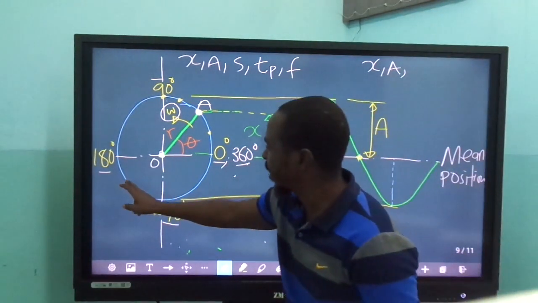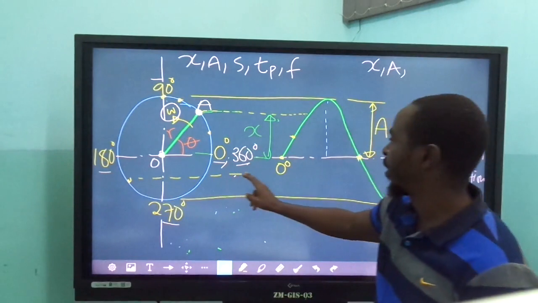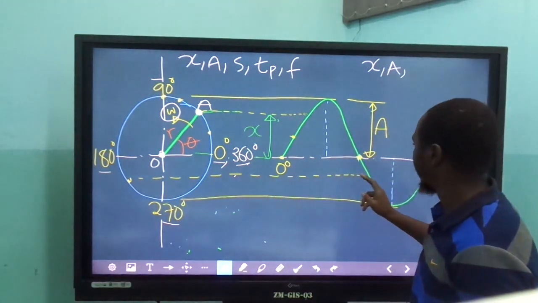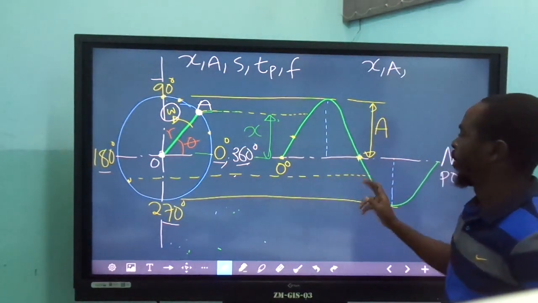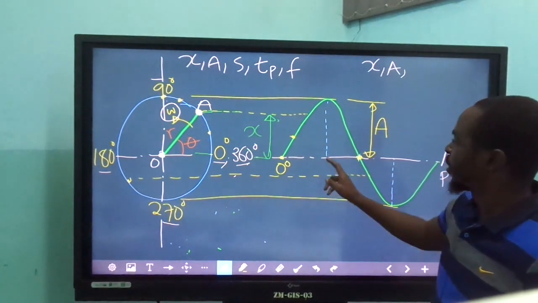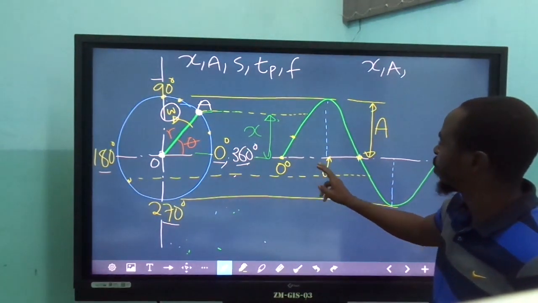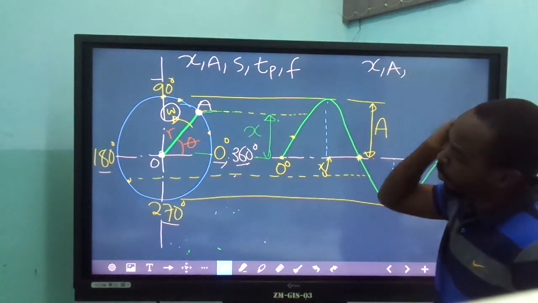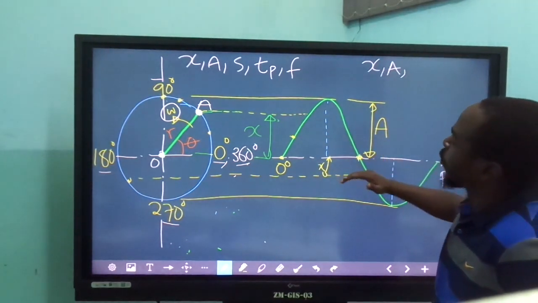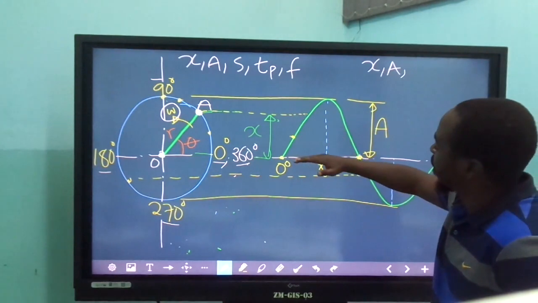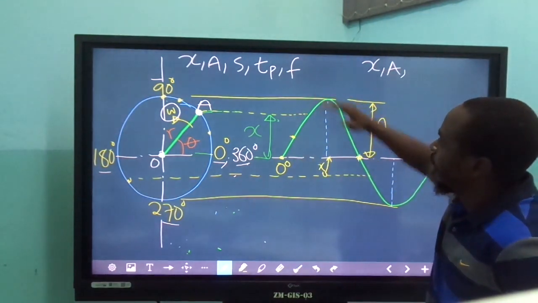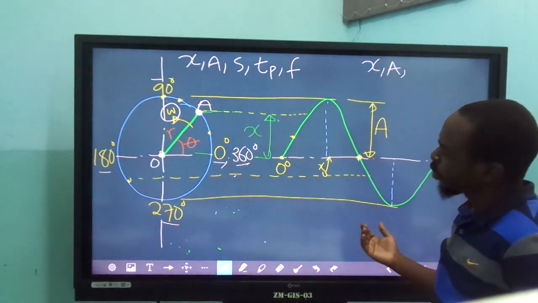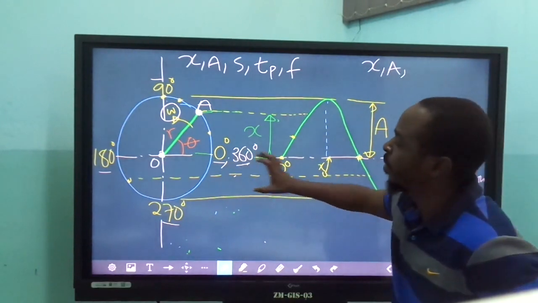And when it reaches this point, it will be that point and we are going to have that displacement, x. So, for this periodic motion, we are going to have the maximum displacement from the mean on the upper side, and also the maximum displacement from the mean on the lower side.